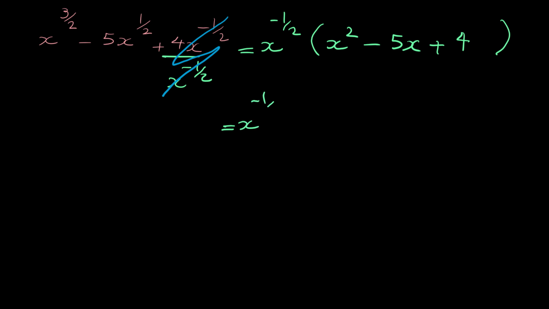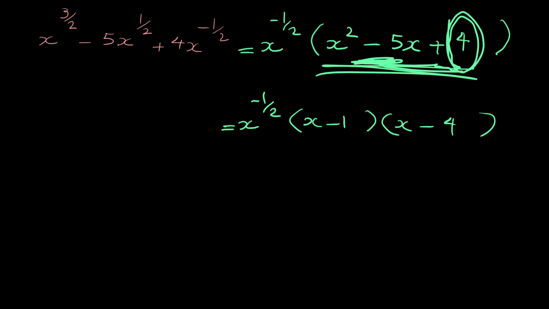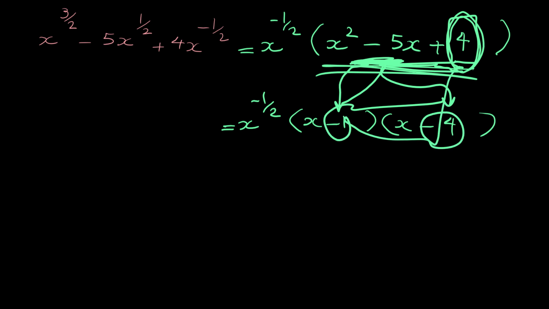Finally, we can write this in the form of x to the negative 1 half times x minus 1 times x minus 4. If you pay attention here, we have a quadratic expression. And for factoring quadratic expressions or trinomials, we are looking for two numbers whose product is 4 and whose sum is negative 5. Those numbers are negative 1 and negative 4. Negative 1 times negative 4 is 4. Negative 1 plus negative 4 is negative 5.